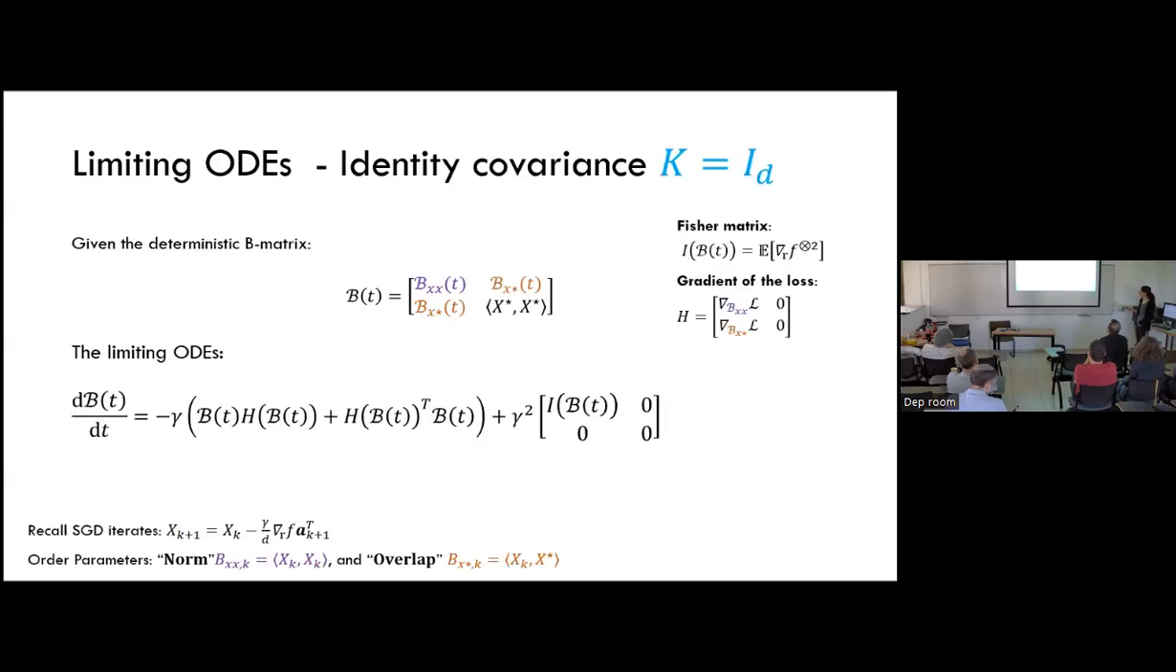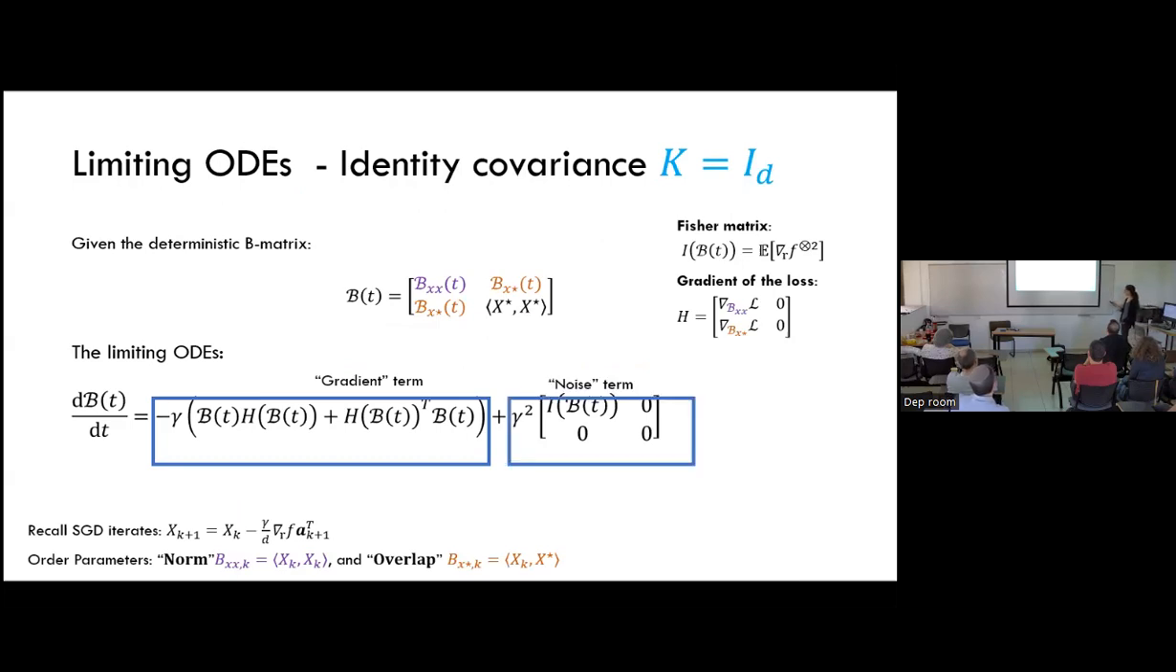What is important is that now I can write a set of equations for this norm and overlap. The first part is essentially the gradient term that is equivalent to the gradient flow. The second part is related to the noise, and this characterizes how the noise behaves. The noise comes from the fact that at each iteration, I'm not calculating my gradient with respect to all my samples, but just with respect to one sample at a time.